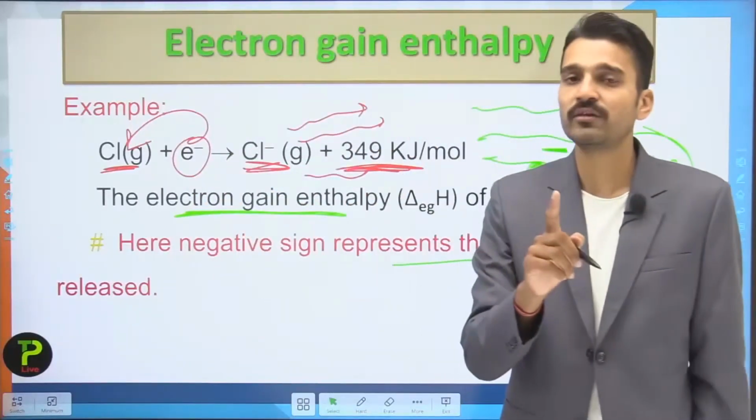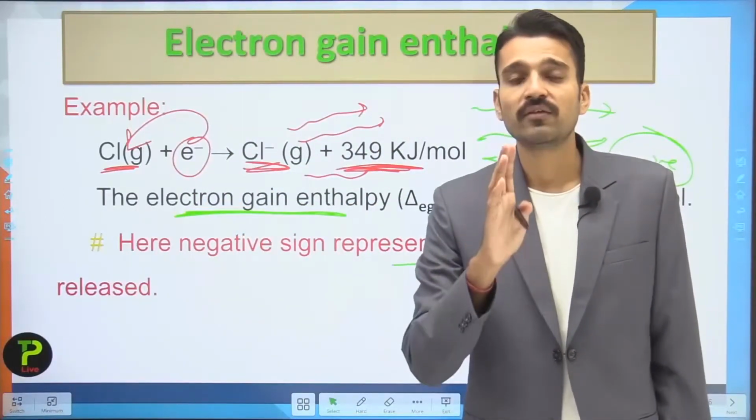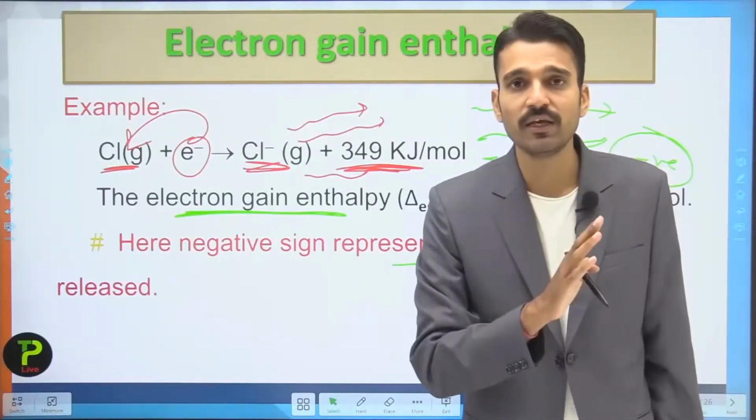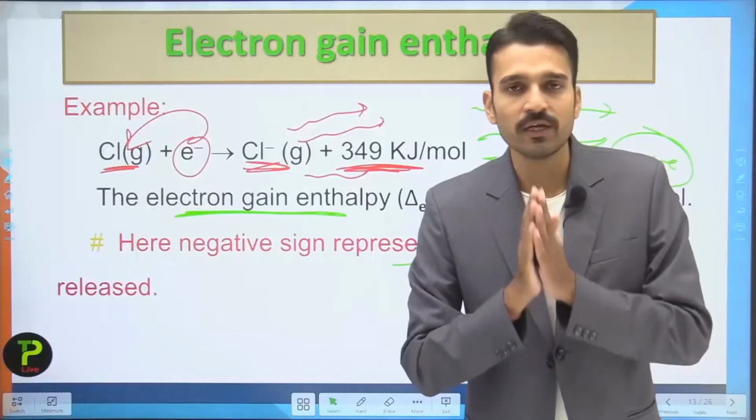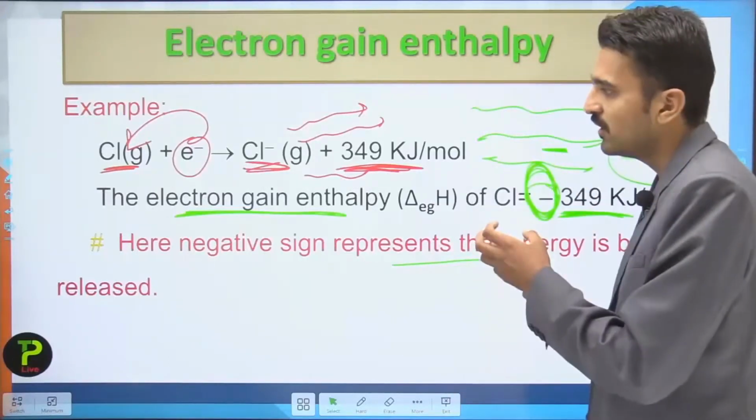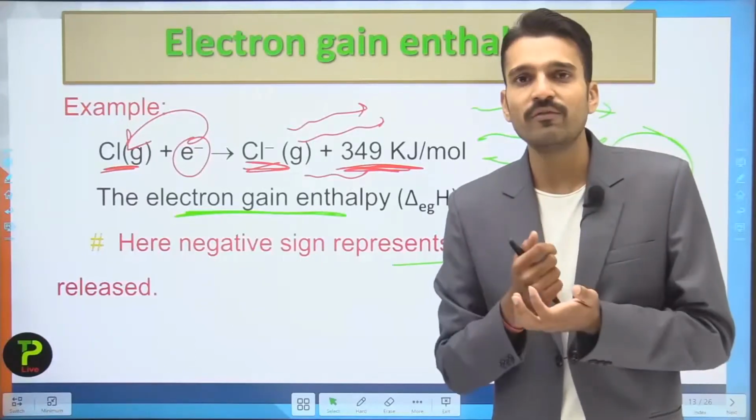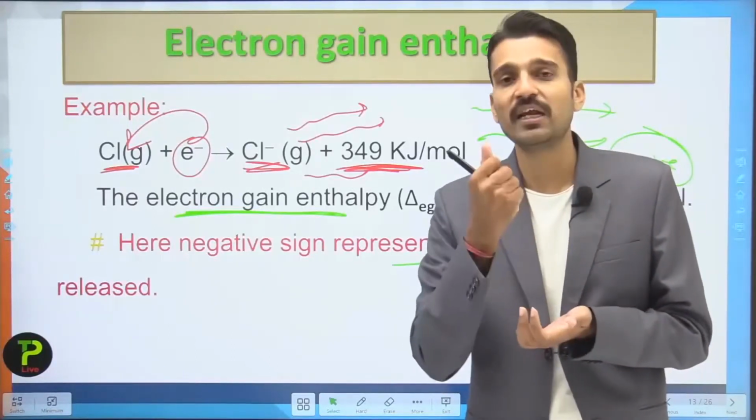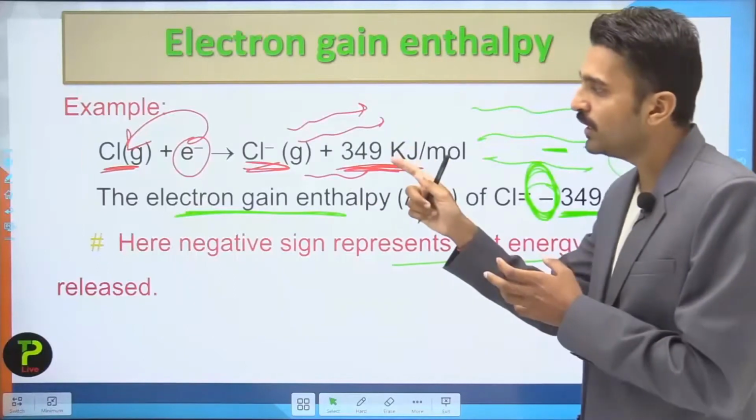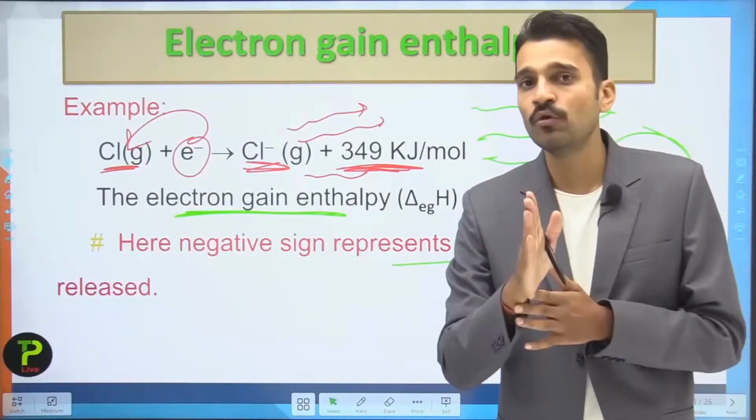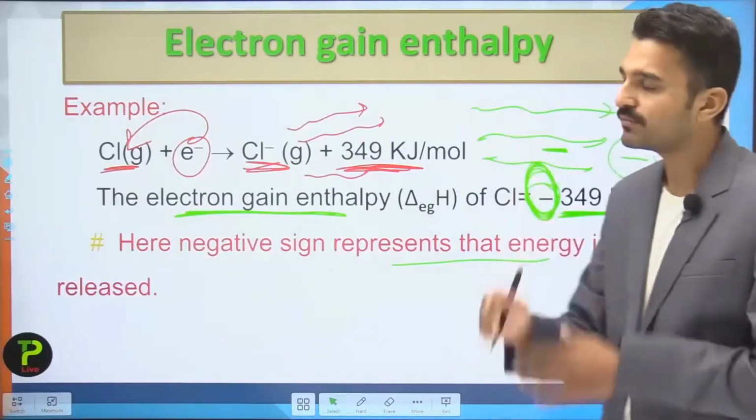And remember students, chlorine has the highest electron gain enthalpy in the whole periodic table. This is a question that is always asked in examinations: which particular element has the highest electron gain enthalpy? The chlorine element has the highest electron gain enthalpy.